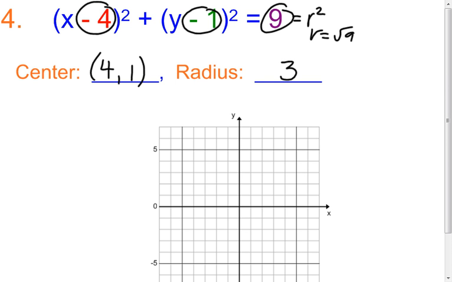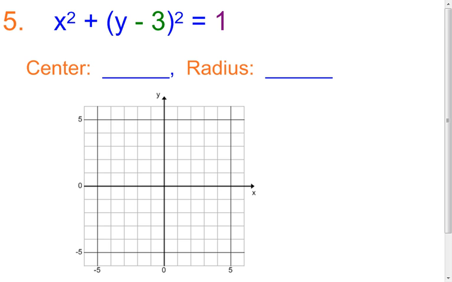Okay? And then if you were to plot that, you will graph the point 4, 1 and a radius of 3. So I'm going to go 3 to the right, 3 up, 3 to the left, and 3 down. And of course, make your circle.